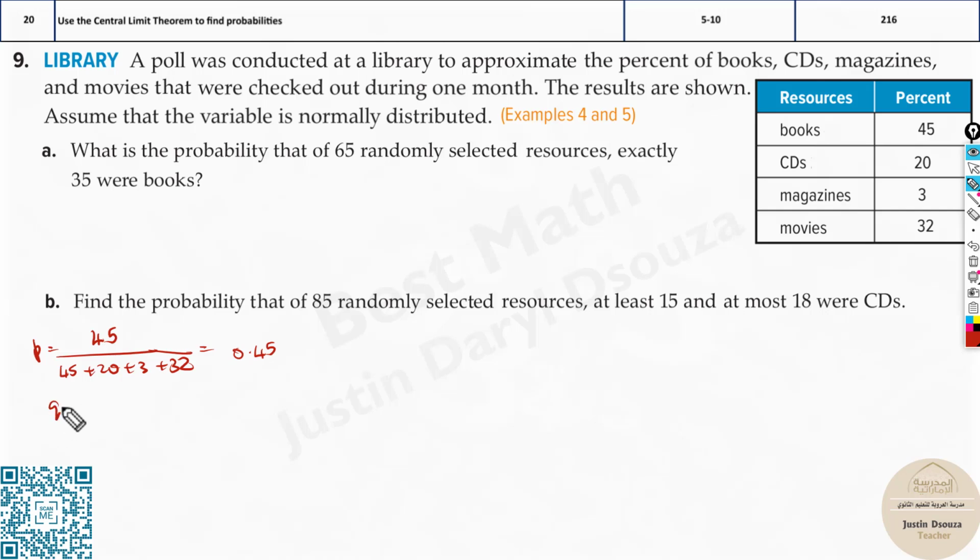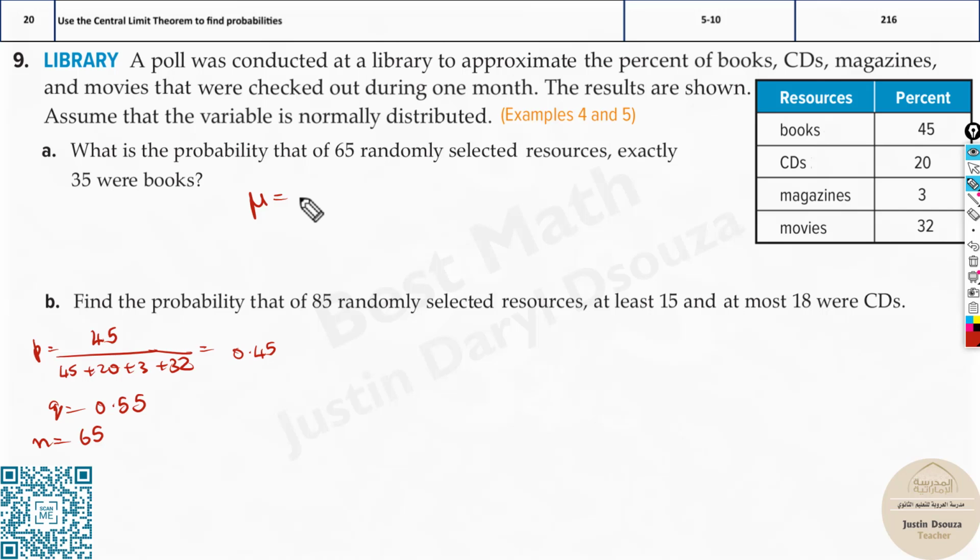What does the Q value mean then? It's just 1 minus this. It will be 0.55. It's 45% and 55%. So there is a probability of 55% that the randomly selected resources are not books. So this is P and Q. What is N? How many resources are randomly selected? It's 65.